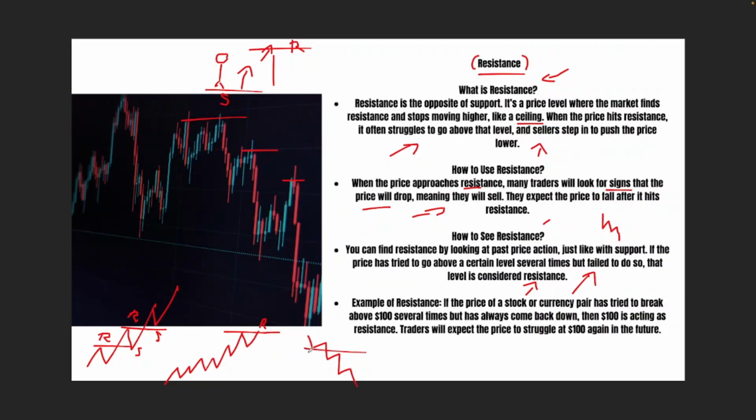These previous lower highs are considered as area of resistance. These lower lows are considered as area of support. Why? Because resistance is on top of the market. Support is on the bottom of the market. Same thing here. Support is on the bottom. Resistance is at the top.